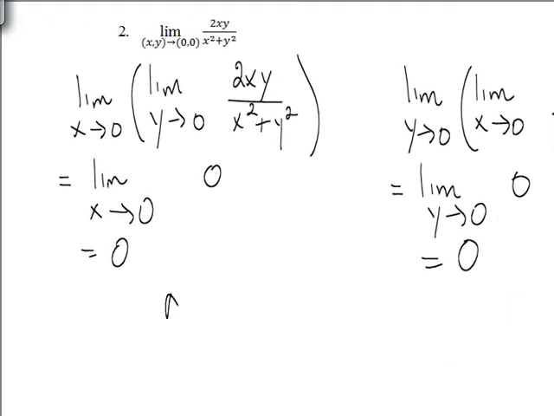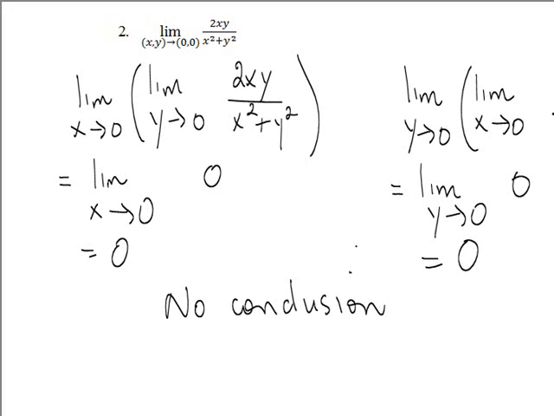No conclusion. Please do not say the limit exists, because that is only along two directions, right? Let's try along a line.